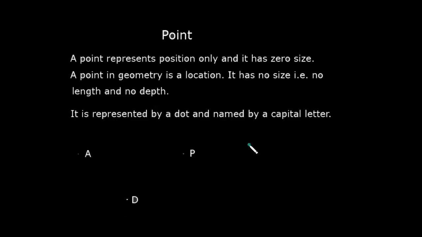For example, this point. We can denote this point by any capital letter, say X or Y, like this. But we cannot represent a point by a small letter. This is wrong. This is wrong. We can only represent a point by a capital letter. So, a point represents position only and it has zero size.